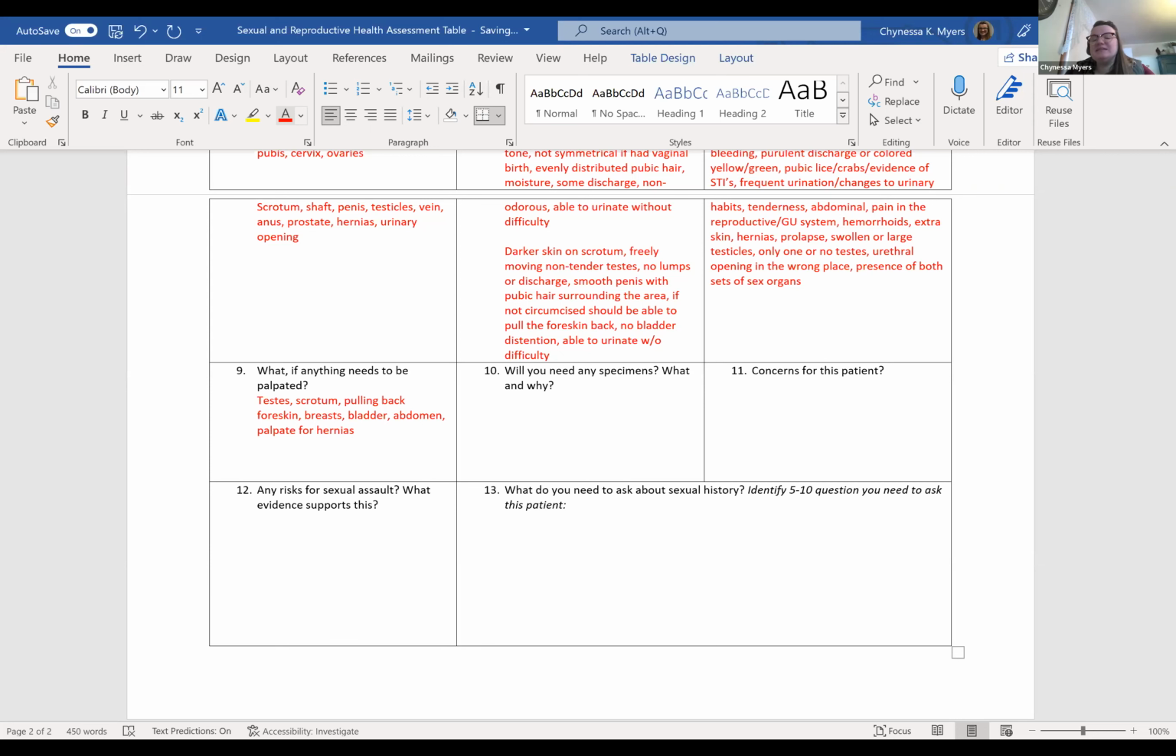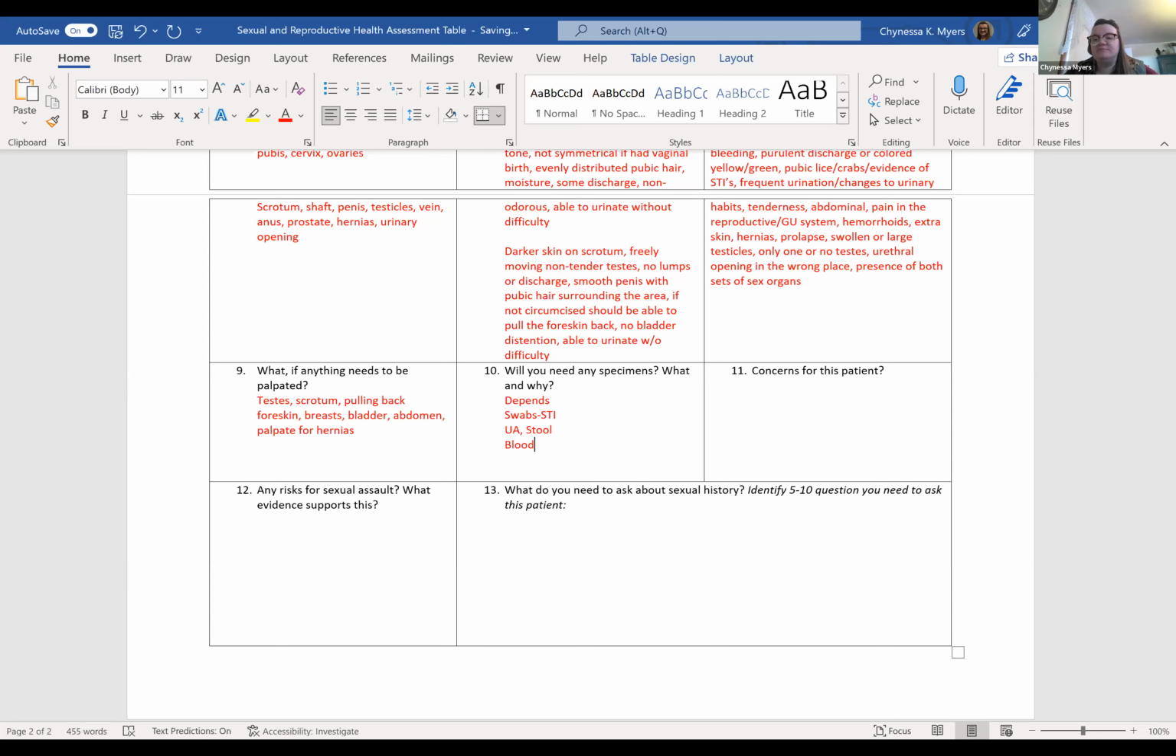Will we need to collect any specimens when we're doing an assessment like this? Depending, like if it's a female thinking she has an STI, you might want to do a swab. I'll say it depends on that too. But we do want to get some swabs if it's for an STI. We want to check a UA and possibly a stool sample.